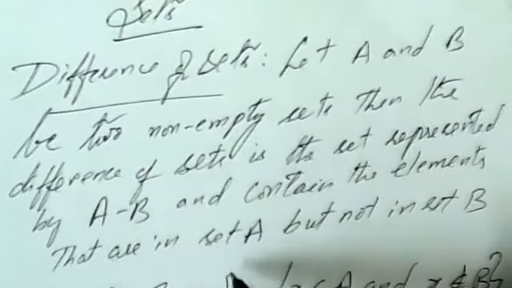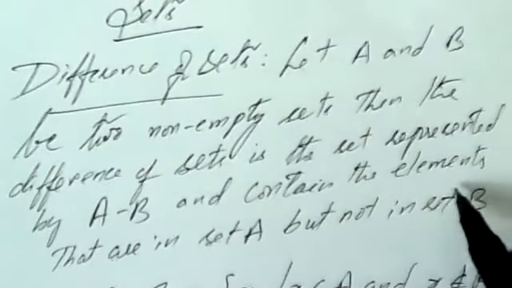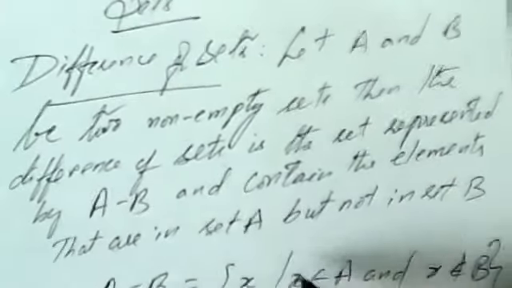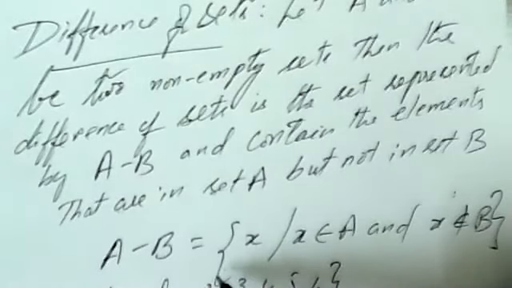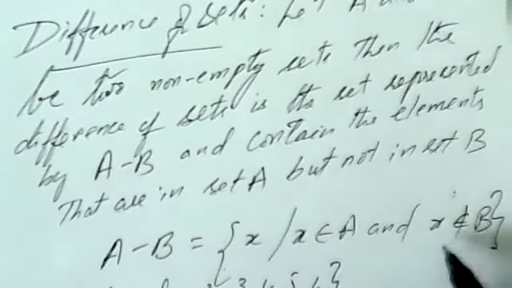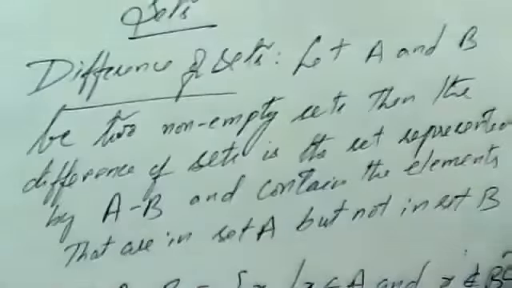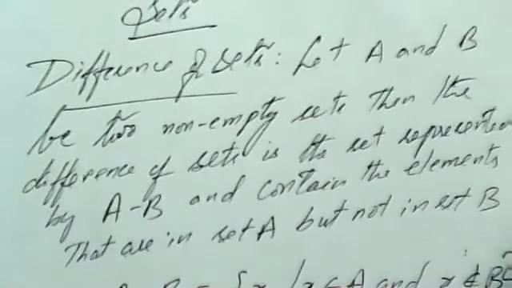Difference of sets: let A and B be two non-empty sets. Then the difference of sets is a set represented by A minus B and contains the elements that are in set A but not in set B. So A minus B in set builder form notation, we are representing: the set of all elements X such that X belongs to A and X does not belong to B. I'm giving you the time to note down.